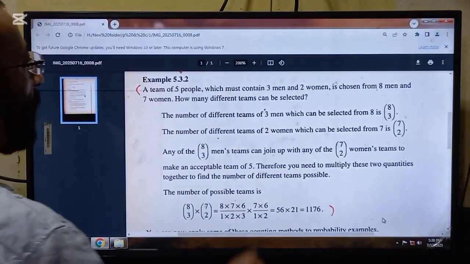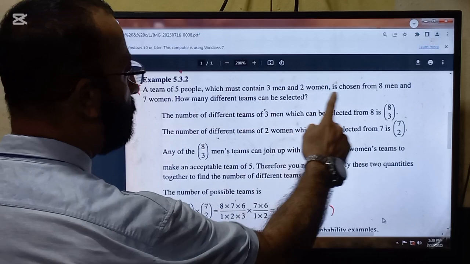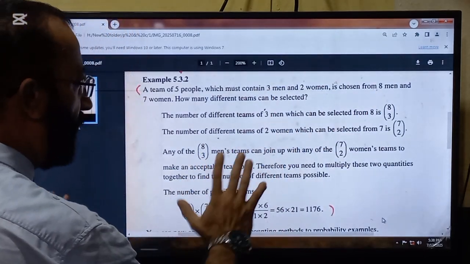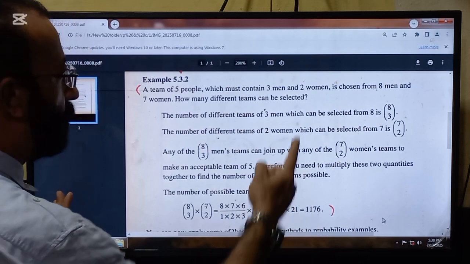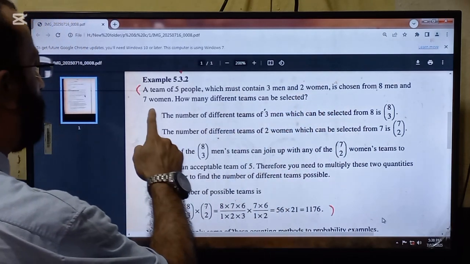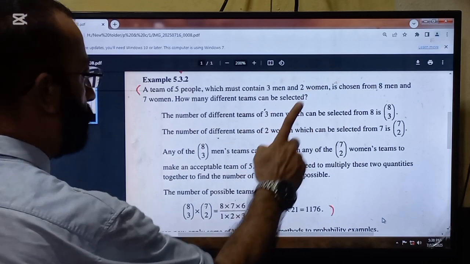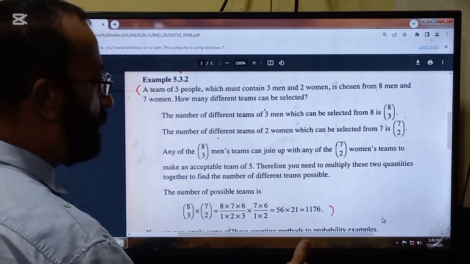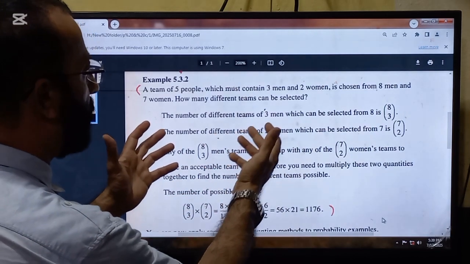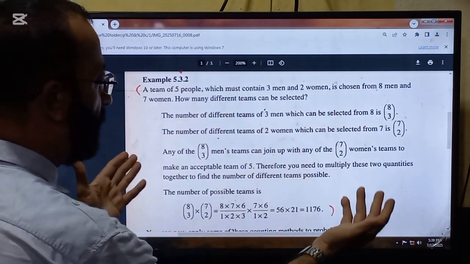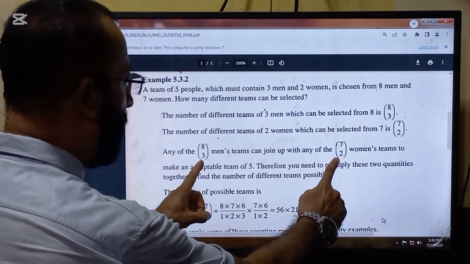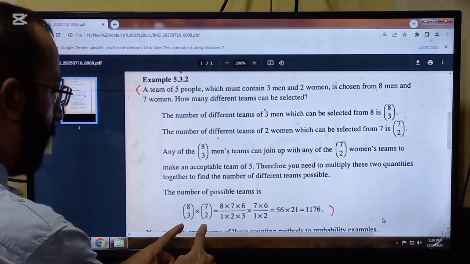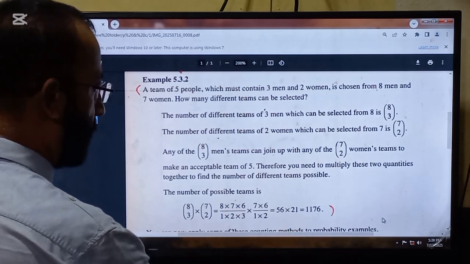So look now, 3 men are going to be selected from 8 men. So 8C3 will make up the 3 men chosen from out of 8, and 2 women out of the 7 women. So 7C2. This will be the number of arrangements that can be chosen from 7 women, where 2 women will be chosen. So now you will multiply these two values. So 8C3 into 7C2. Solve it on the calculator. You will get this answer.